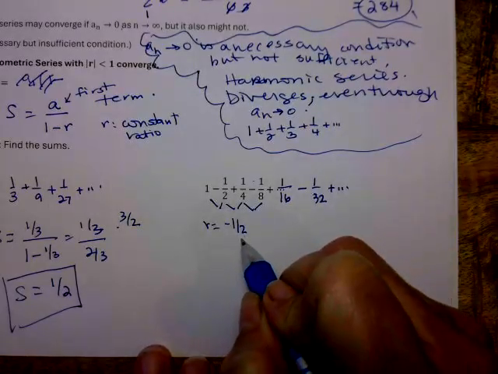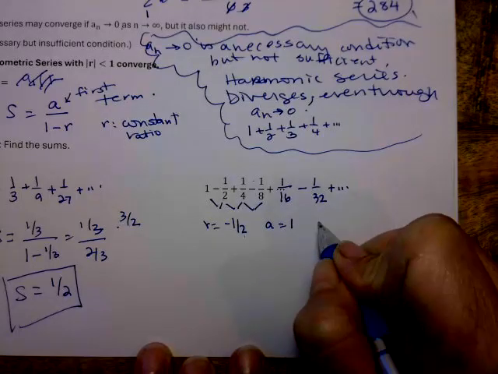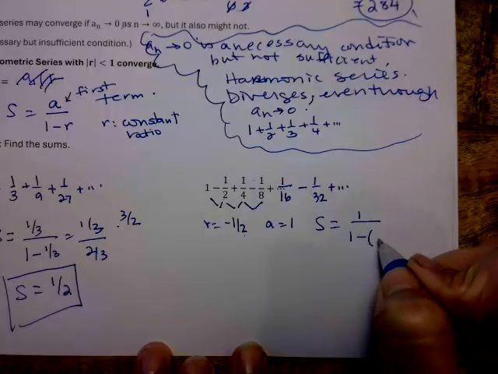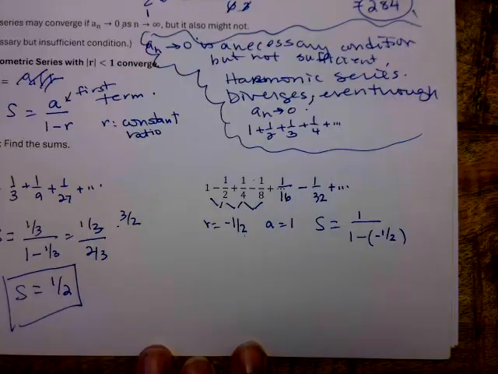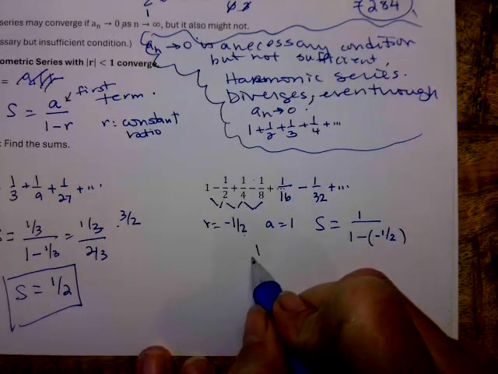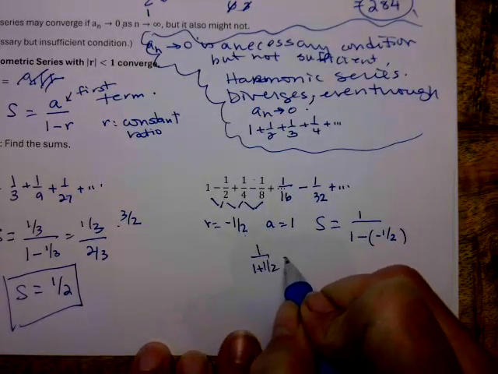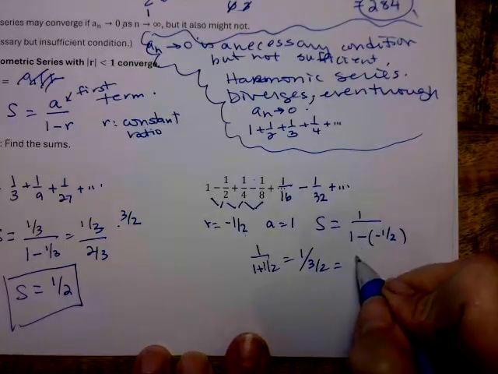So my ratio is negative 1/2. My first term is 1. Therefore, my sum is 1 over 1 minus negative 1/2. 1 over 1 plus 1/2. 1 over 3/2. 2/3.